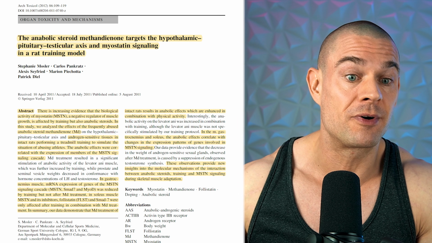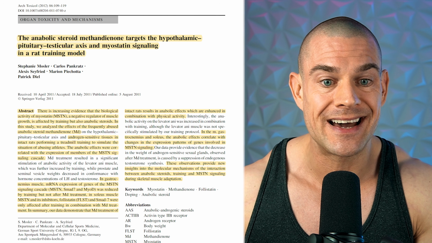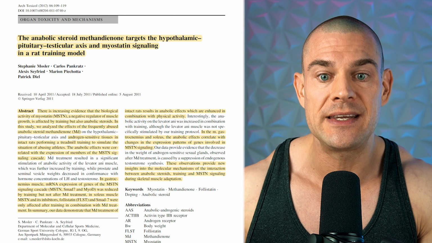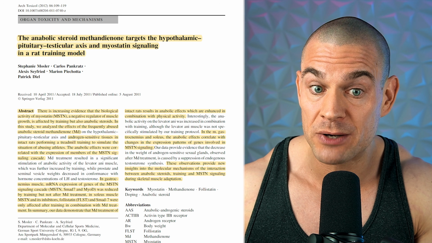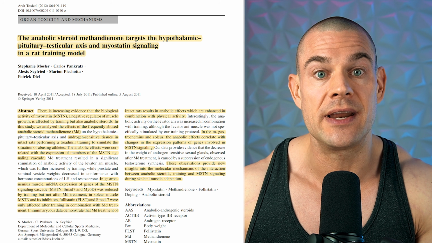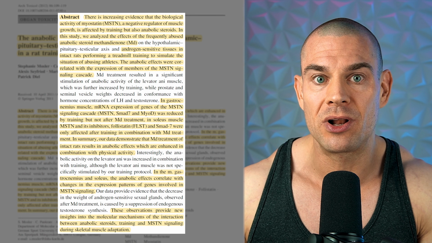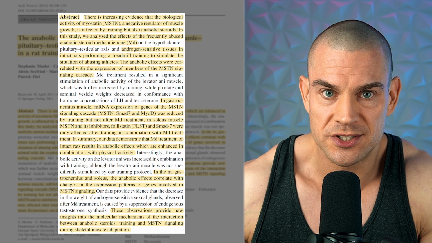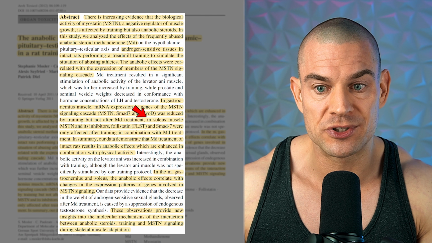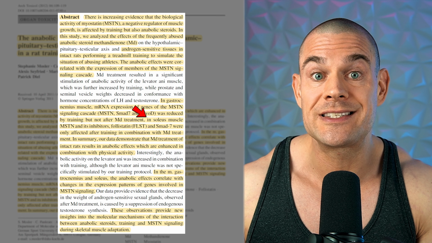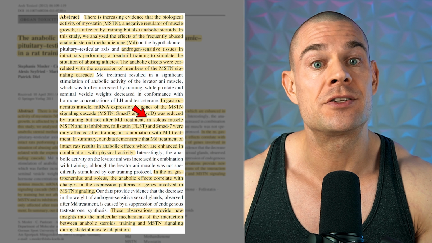Let's highlight this one from Mosler et al., performed on August 5th, 2011, titled "The Anabolic Steroid Methendianone, the Anabol, targets the hypothalamic pituitary testicular axis and myostatin signaling in a rat training model." This rodent study shows that exercise plus the Anabol, again, it's an animal study, but this is the closest we're going to get. Exercise plus the Anabol only raises myostatin levels in certain trained muscles, but not in others. Its opposing hormone, follistatin, also increases in certain trained muscles.